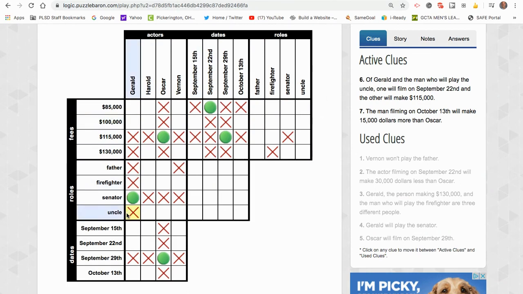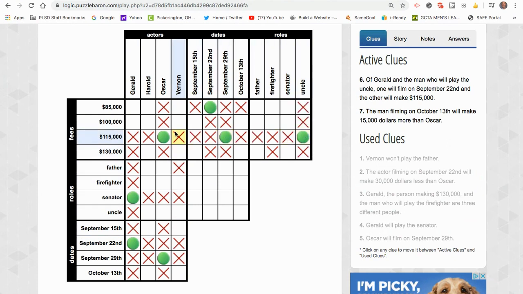One will film on September 22nd. The other will make $115,000. Well, we know now by other clues that Gerald cannot make $115,000. That must mean that he films on the 22nd. It also means that the person playing the uncle will make $115,000.